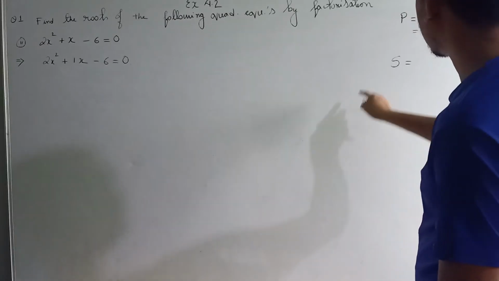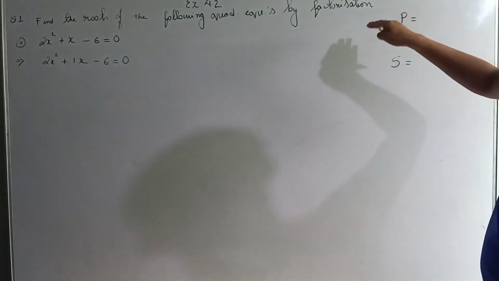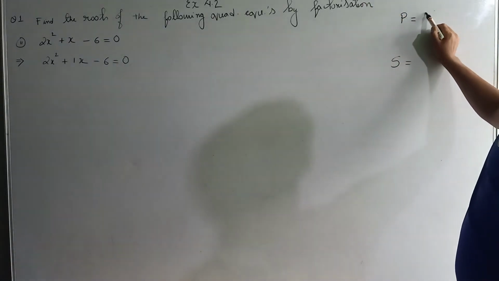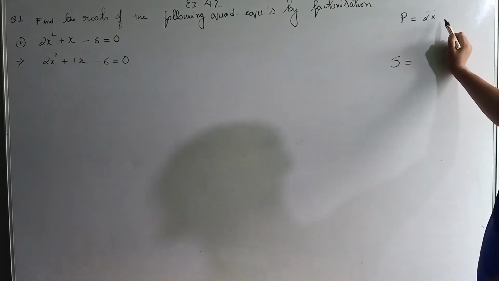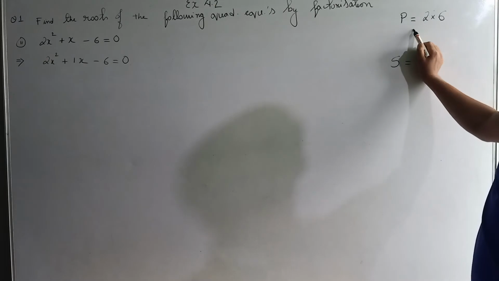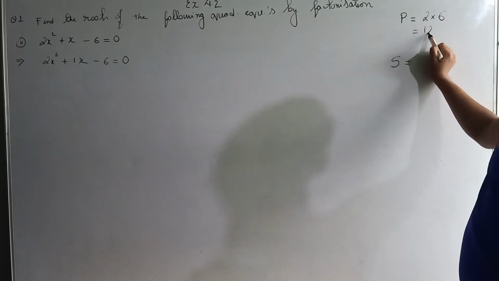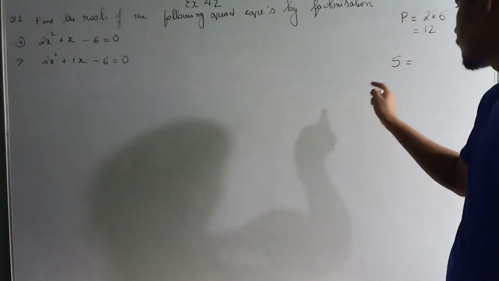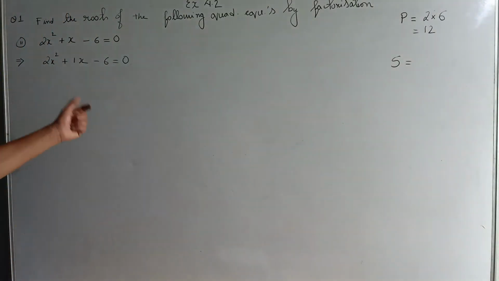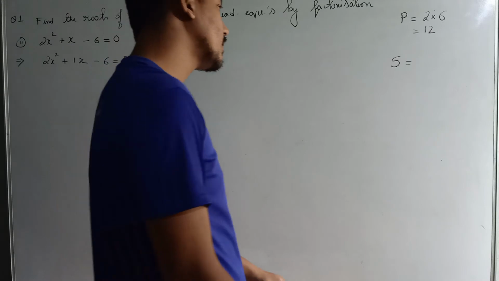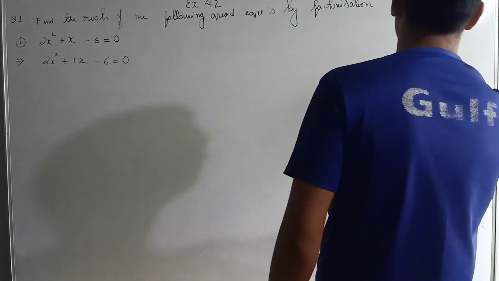But we will consider only the numerical value. So the product means we'll find the product of the coefficient of x squared and the constant term, which is minus 6, but we take only the numerical value. 2 6 times is 12. Now, for the sum we take the coefficient of the middle term. Your middle term is 1x, the coefficient of x is 1, so your sum will be 1. Now your product is 12. We'll factorize this 12 into two numbers.